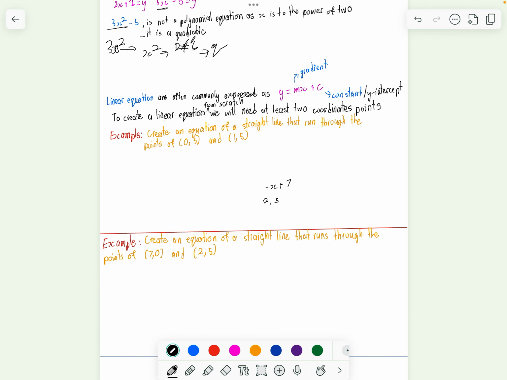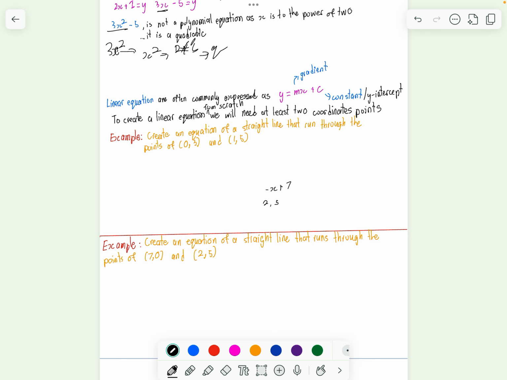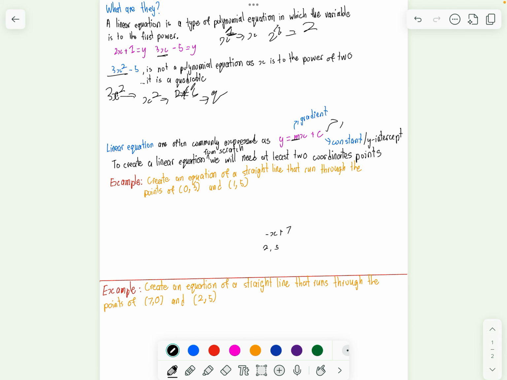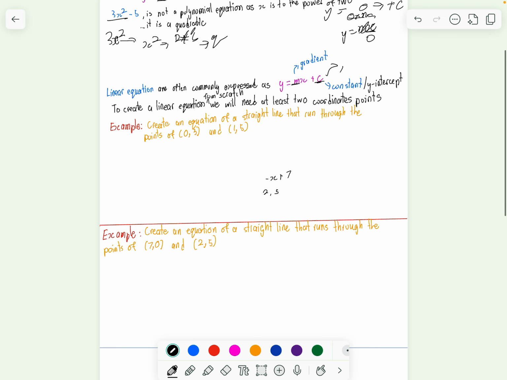Linear equations are commonly expressed in the form y equals mx plus c, where m is the gradient and c is the constant. And typically, c is also the y-intercept, because we know that x is equal to 0 at the y-intercept. So when x is 0, 0 times the gradient is always 0. Now we have plus c, and so that's why.